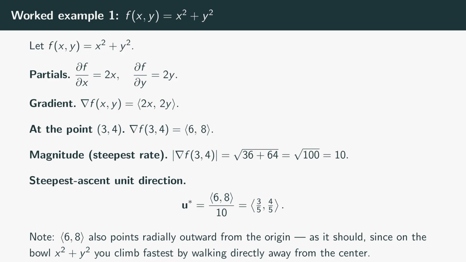The unit vector in the steepest ascent direction is the vector (6, 8) divided by 10, which is the vector (3/5, 4/5). Notice that this matches the geometric intuition. On a circular bowl, the fastest way uphill from any point is to walk directly away from the center, straight outward along the radius. The gradient computes that for you automatically.